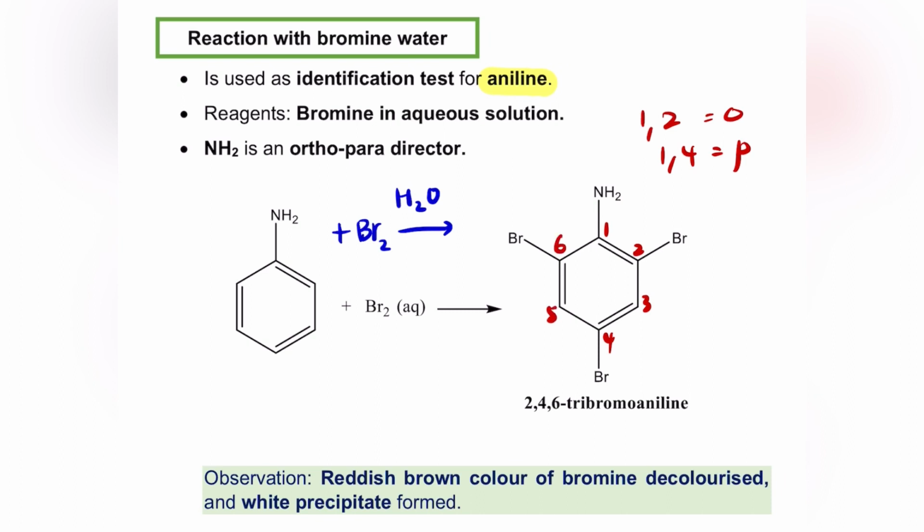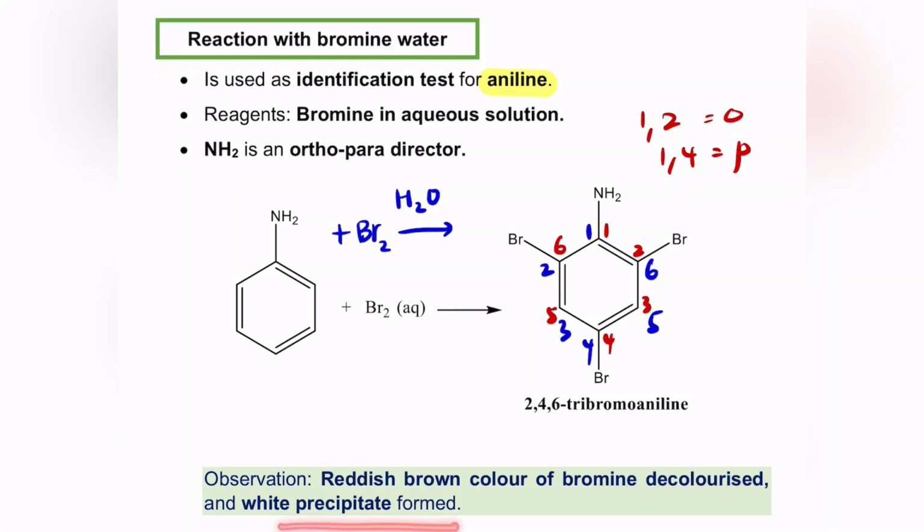Cuma kalau kita go to the left, ini boleh jadi sebagai first carbon, ini second, third, fourth, fifth and sixth. Sebab tu di sebelah kiri dan kanan ini mesti ada Br. And then one more dekat bawah, position para. So observation dekat sini, reddish brown color of bromine decolorize and white precipitate form.